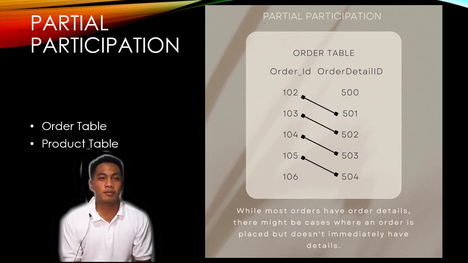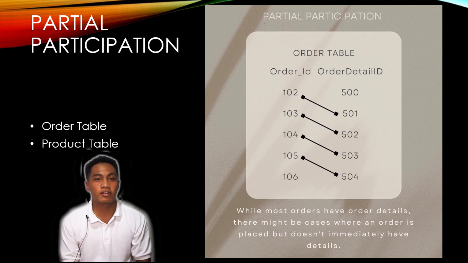In partial participation, we have these examples. First is the orders table. The orders table could have partial participation in relationships where an order may exist without any order details. In the order details table, the order ID field is a foreign key linking each order detail to an order. While most orders have order details, there might be cases where an order is placed but doesn't immediately have details. So the participation here is partial.